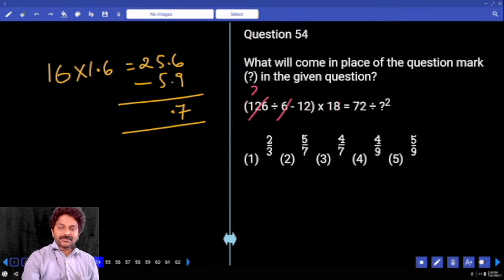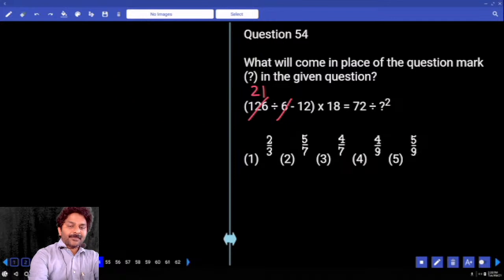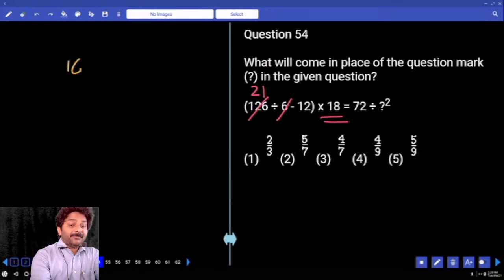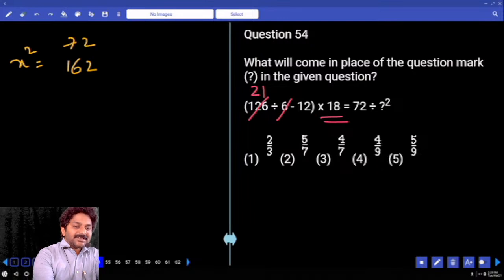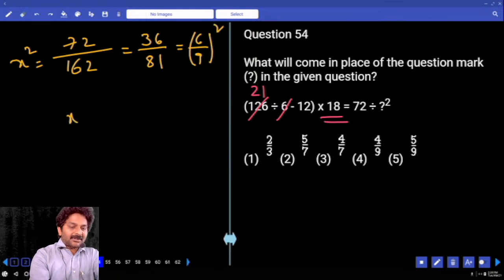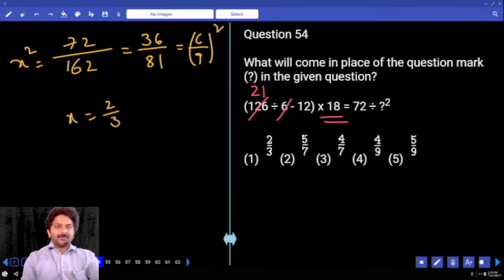6 how many times? 21 minus 12. 9 into. Can I write 18 as 9 into 2? That means 9 into 9 into 2. 9 square into 2. 81 into 2. 162 is equal to 72 by x square. Then x square is equal to 72 by 162. Cancellation with 2, 36 by 81, which is 6 by 9 whole square. Then x is equal to 6 by 9. Simplified value 2 by 3.